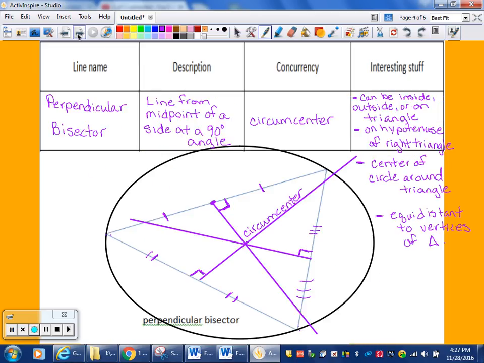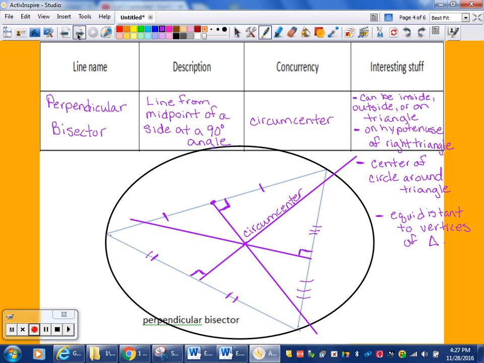The final point of concurrency in a triangle is formed from the perpendicular bisector. A perpendicular bisector is a line from the midpoint of a side at a 90-degree angle. Notice it says nothing about coming from the vertex because not all perpendicular bisectors go through the vertex of the triangle. So this is the only one that doesn't go through the vertices of the triangle.